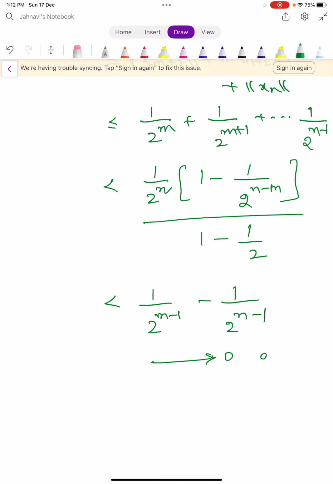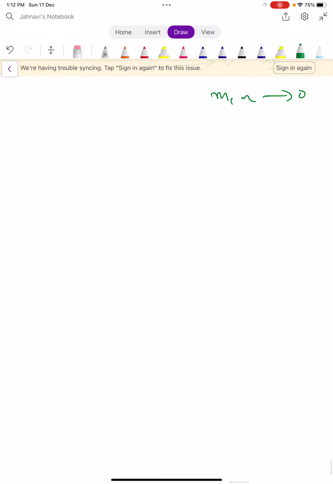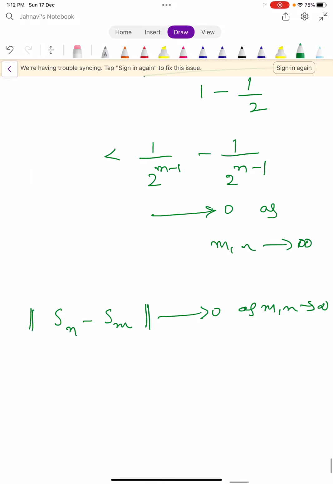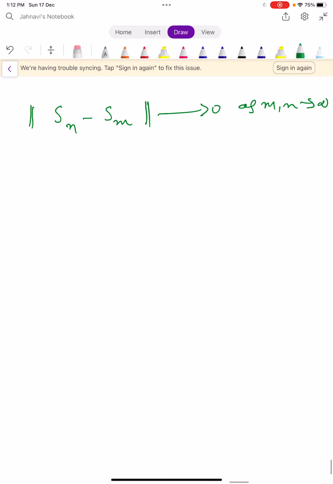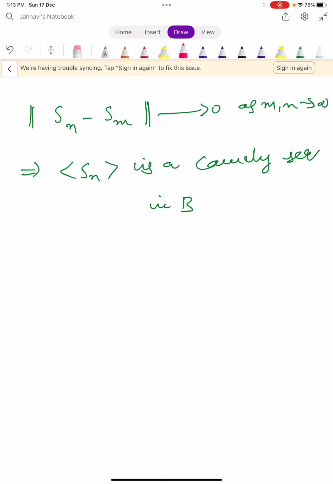This tends to 0 as both m, n tend to infinity. What it means? Norm Sn minus Sm tends to 0 as m, n tend to infinity. So this condition shows us the sequence Sn is a Cauchy sequence in capital B. And what is B? B is a Banach space, so it is complete. Every Cauchy sequence in a Banach space is convergent.